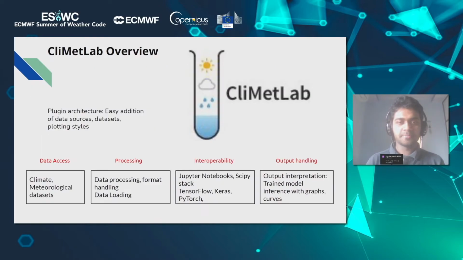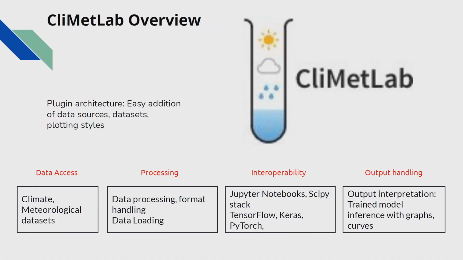Next slide, please. So firstly, to give you an overview of how CliMetLab is managed and how it's currently being developed, the library is still in very early stages. So there are four main functionalities that we can talk about. First is data access. There are multiple climate and meteorological data sets which need to be handled properly. So CliMetLab tries to give proper data access to these data sets.